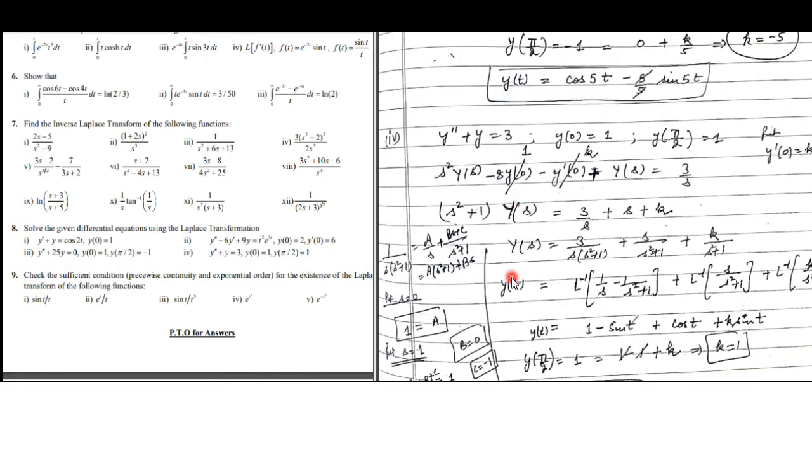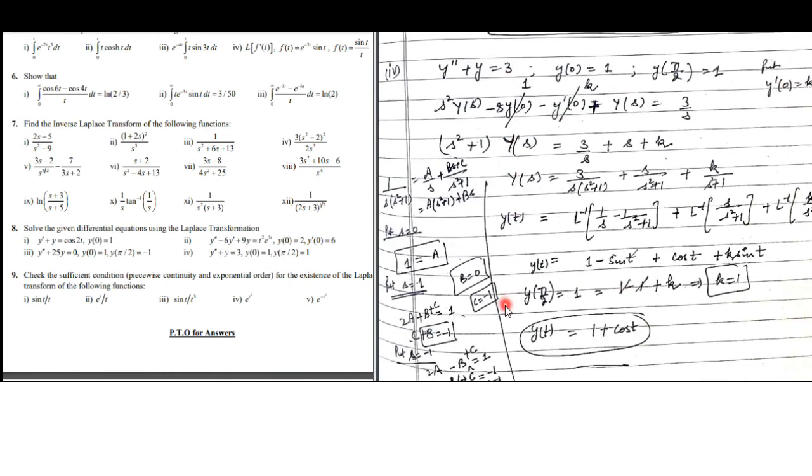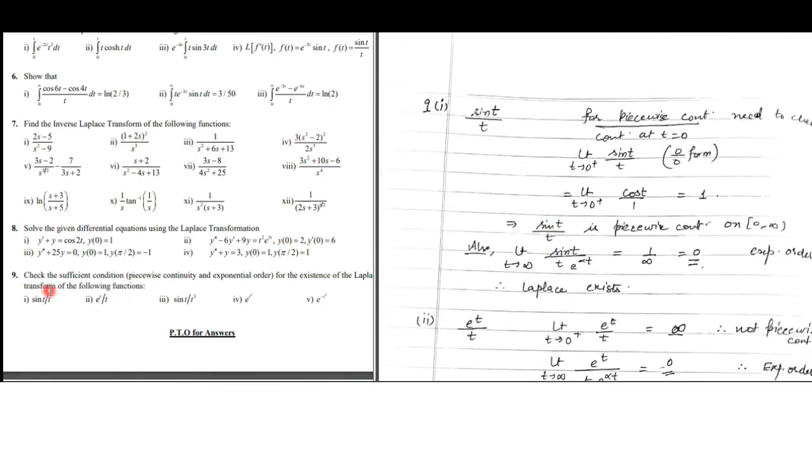Similarly, in the fourth part, again we are given the boundary value problem. So we can put y prime to be some k. We can simplify this, and at last we can put this boundary condition that y at pi by 2 is 1, and we can find out the value of k. So that will be the solution of this differential equation. Now just see the last question. Check the sufficient condition, piecewise continuity and exponential order, for the existence of the Laplace transform of the following functions.